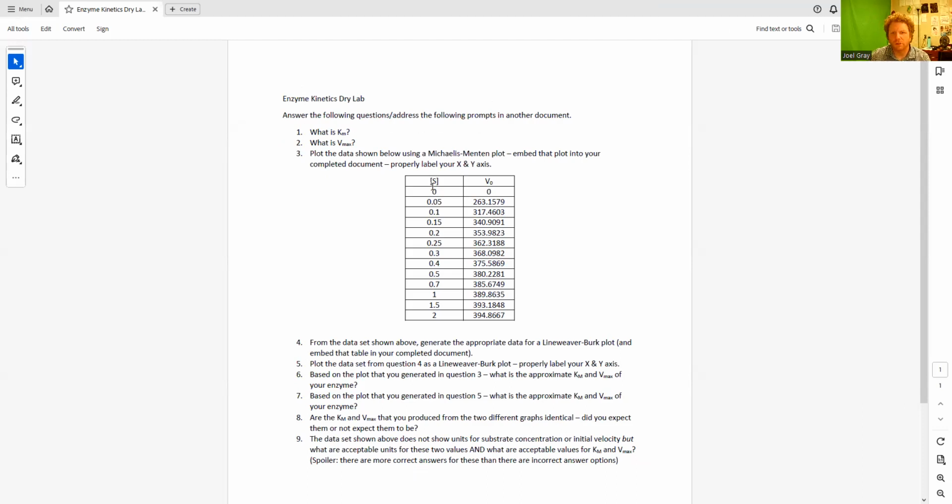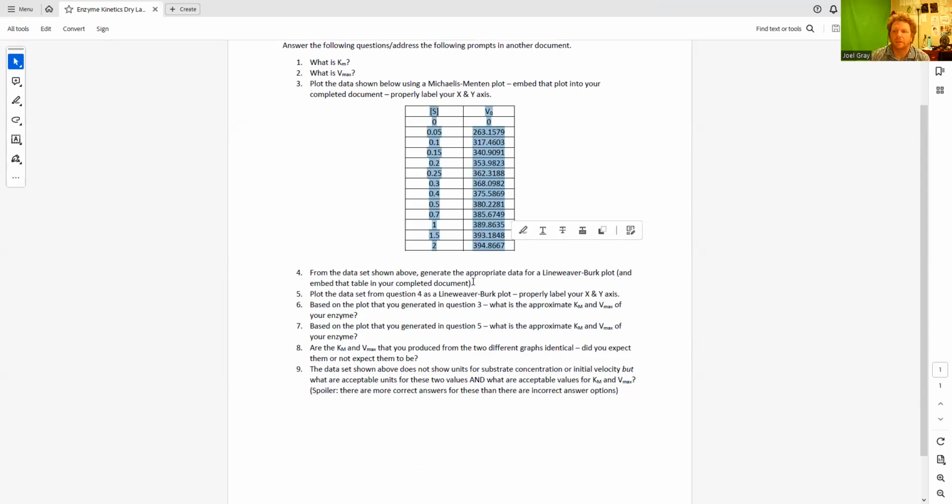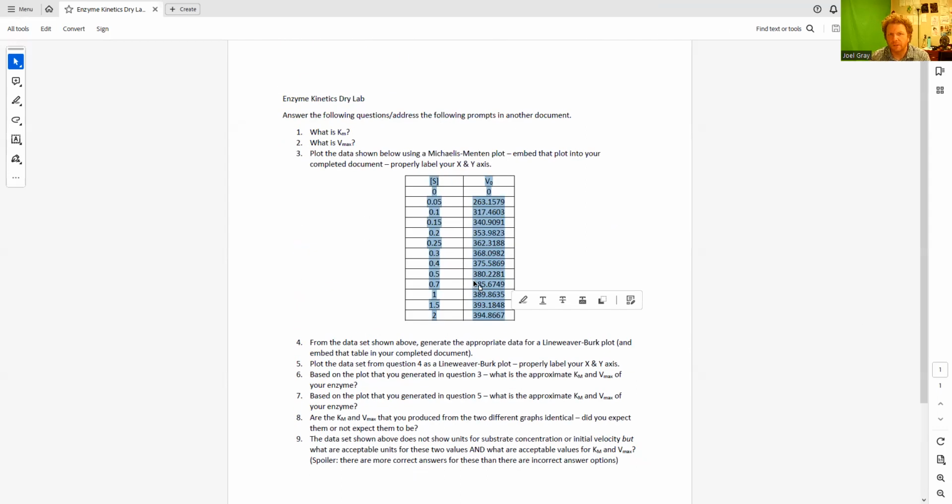So this is the worksheet. As you can see, there's a data set. Everyone's going to be given that same data set. And so if you want to work in groups, that's fine. I have no problem with that. But I want you to put together your own work.